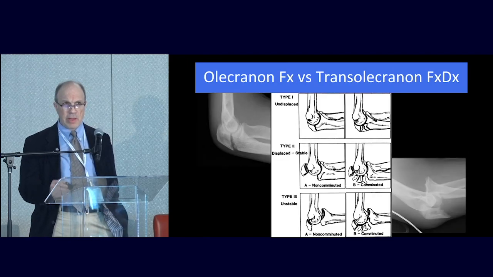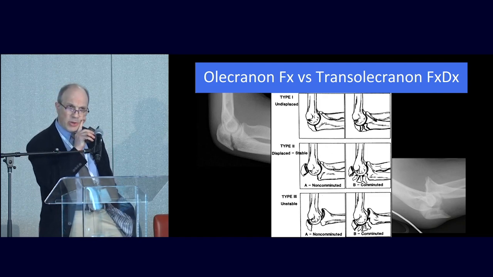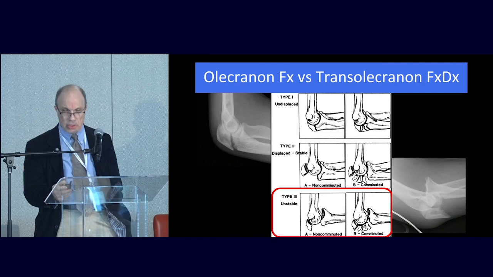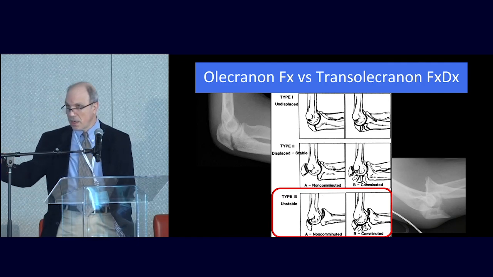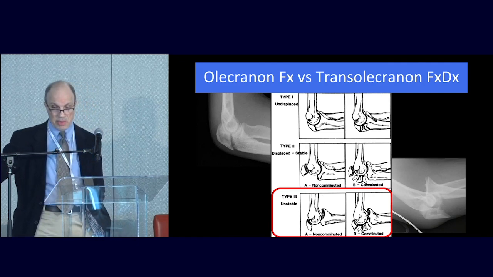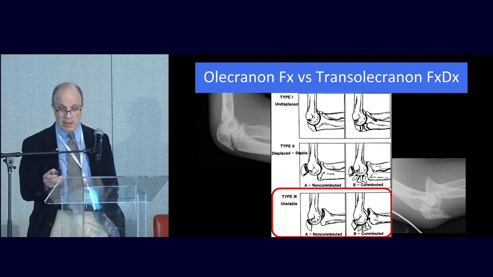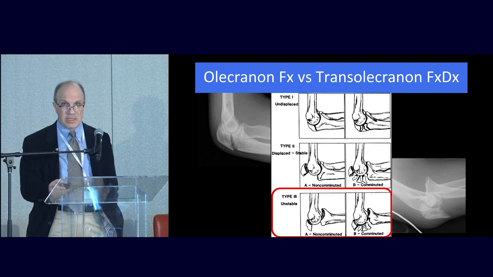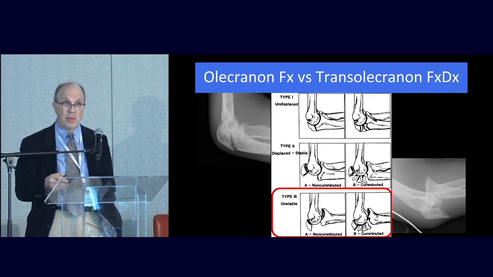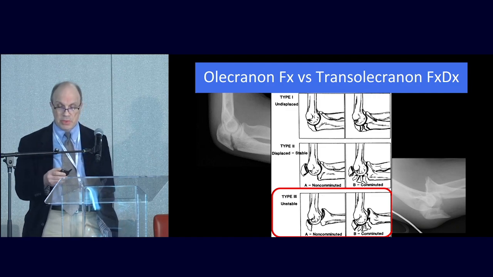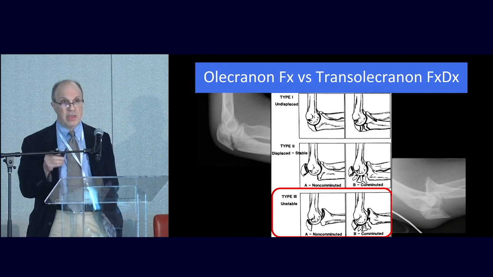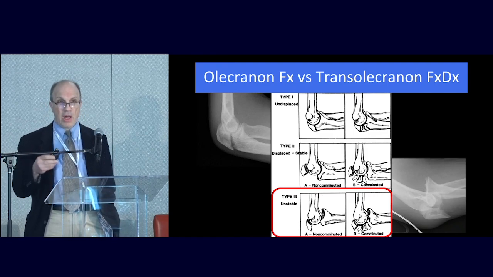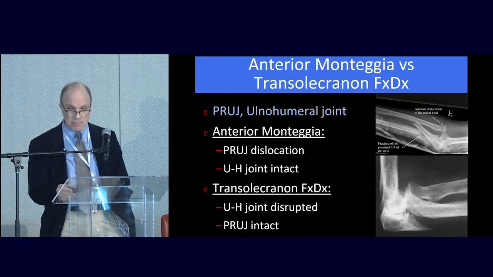When I was looking at the olecranon fracture classification for another talk, I realized that this classification was described a long time ago. If you look at the bottom part of it, these are transolecranon fracture dislocations. They were described, they just didn't call them that, they included them as part of the olecranon fractures. They are basically severe olecranon fractures, not the typical ones with the avulsion with the triceps. In the typical olecranon fracture the ulnohumeral joint usually is located. These are the more severe ones where the ulnohumeral joint is dislocated.